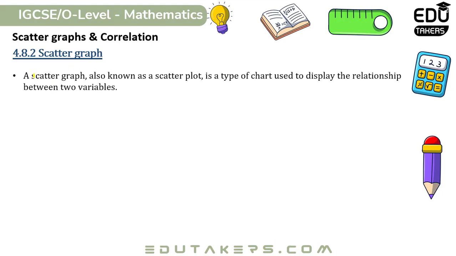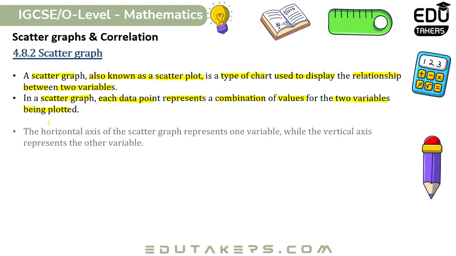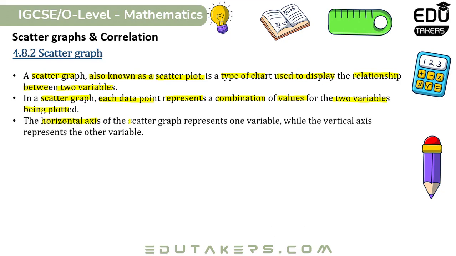Scatter graph. A scatter graph, also known as a scatter plot, is a type of chart used to display the relationship between two variables. In a scatter graph, each data point represents a combination of values for the two variables being plotted. The horizontal axis of the scatter graph represents one variable, while the vertical axis represents the other variable.